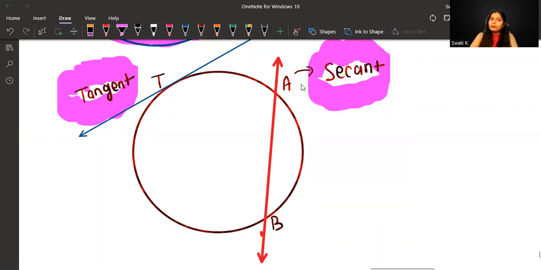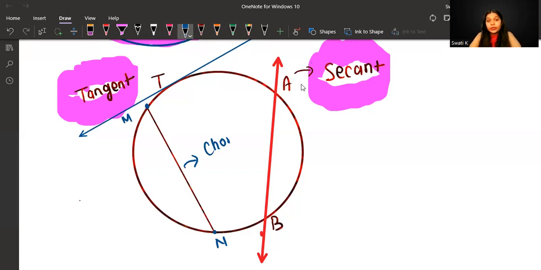Okay, now talking about the next one. I'm not talking about a line, I'm talking about a line segment, which is again touching the circle at 2 points only, but it is a line segment. That means it is fixed. See, this is the point and this is the point. Let us take this as MN. Now, this line segment which touches the circle at 2 points is called a chord.